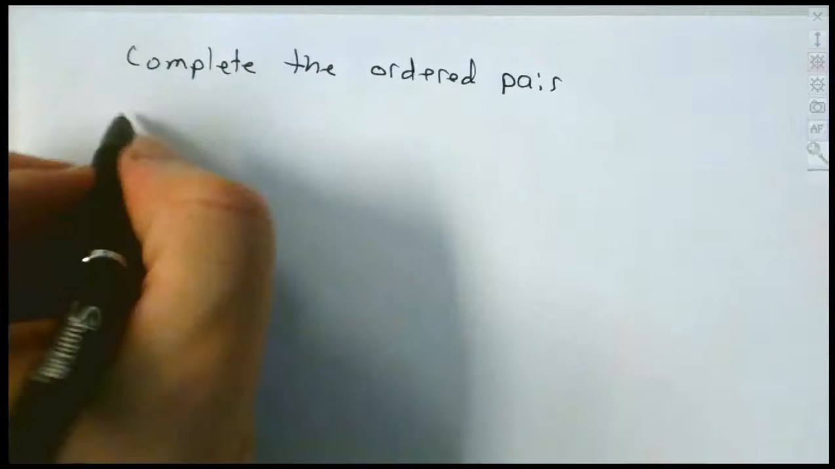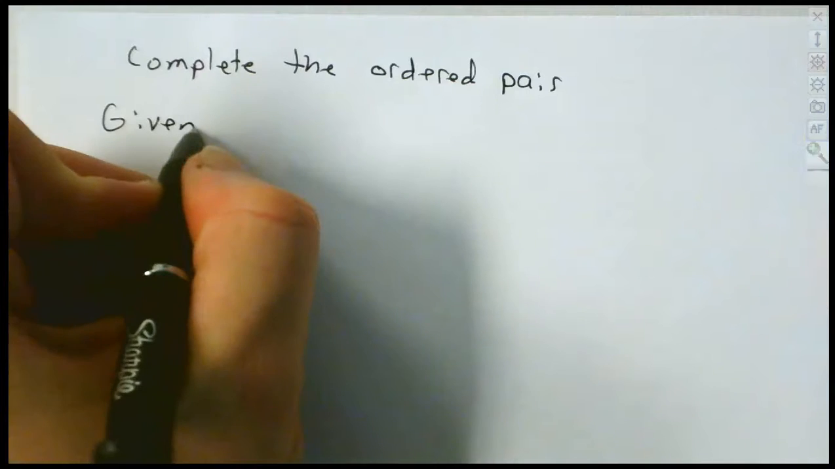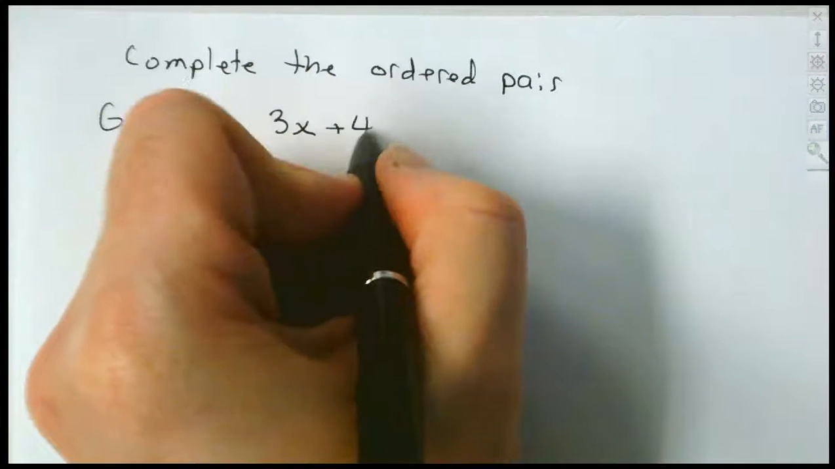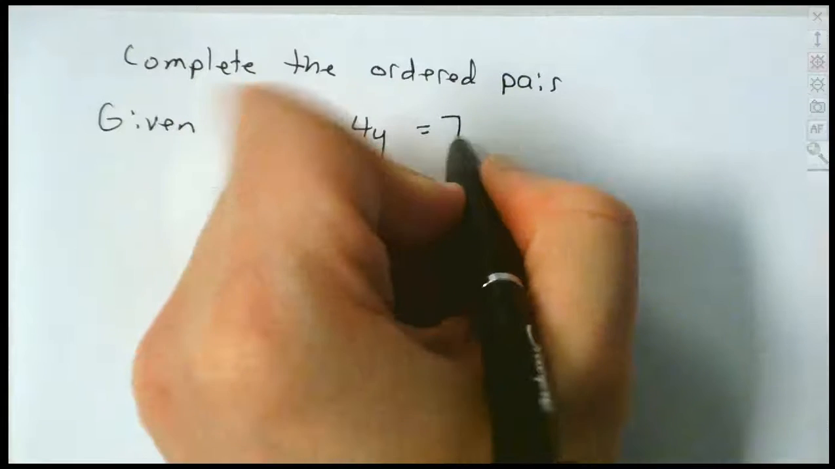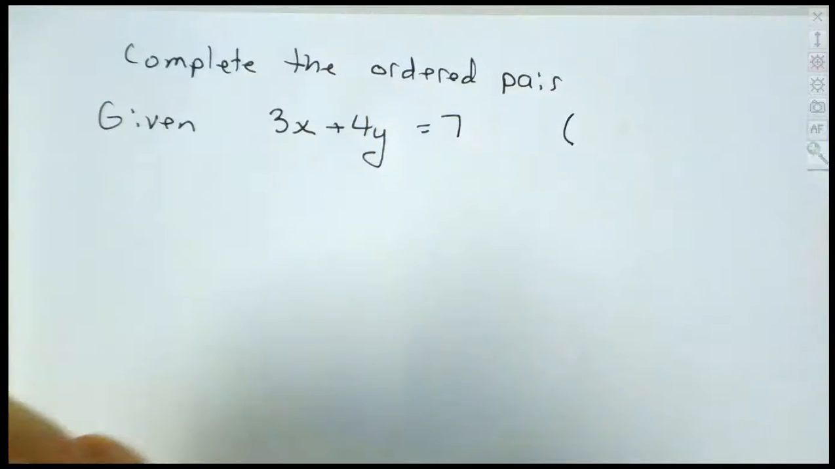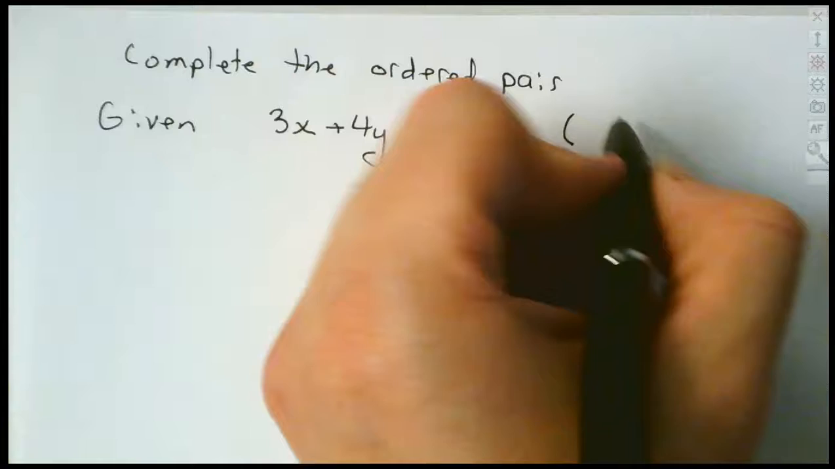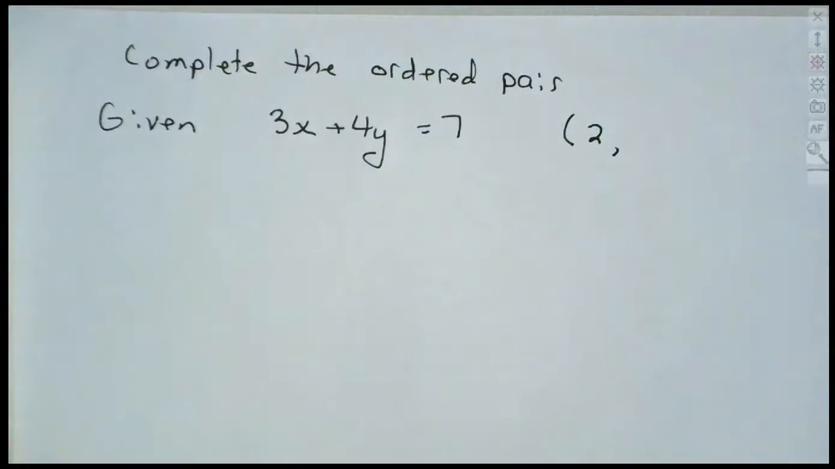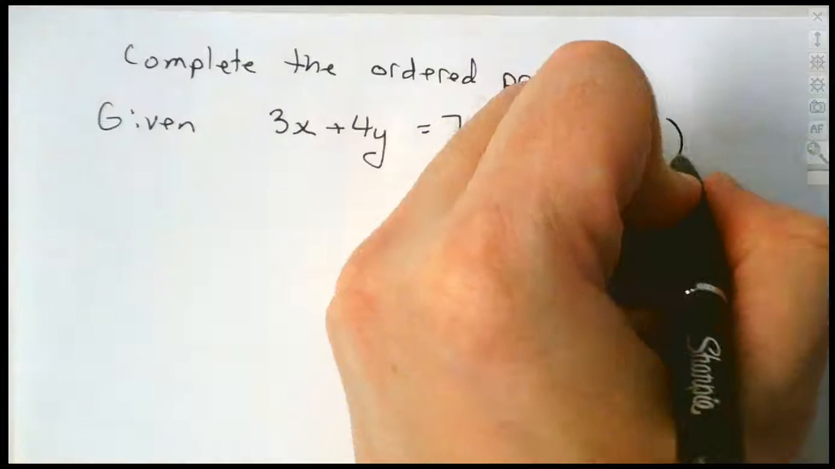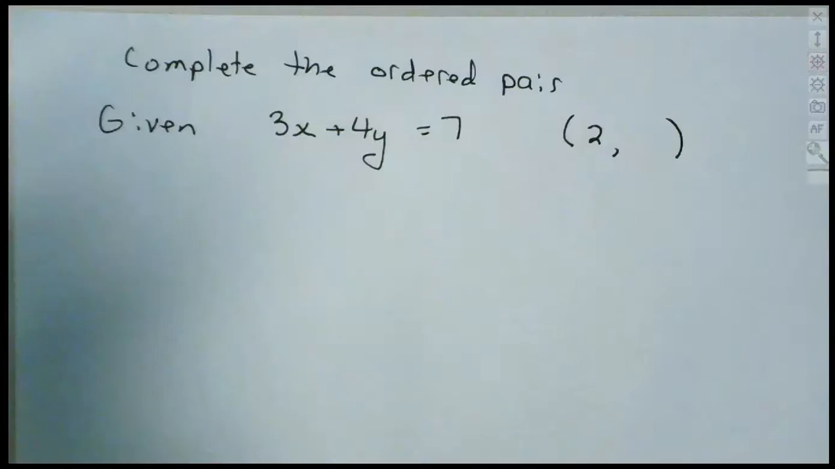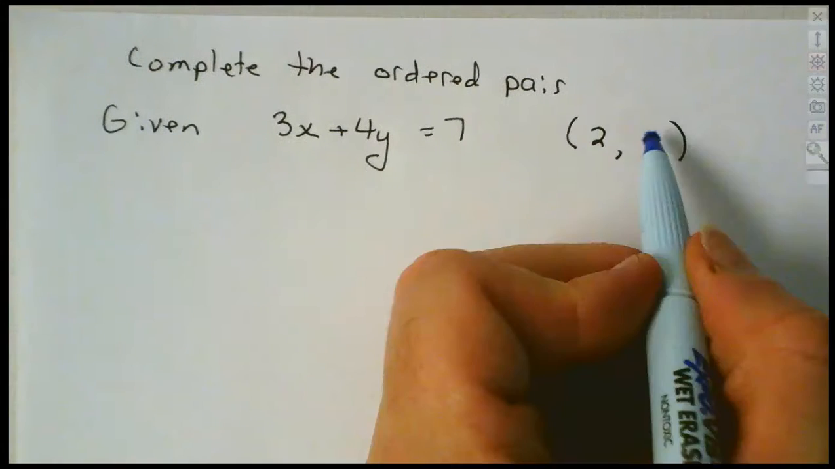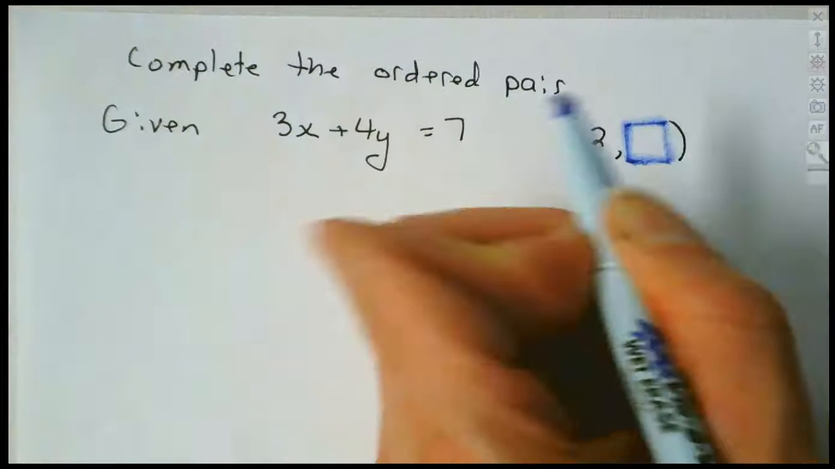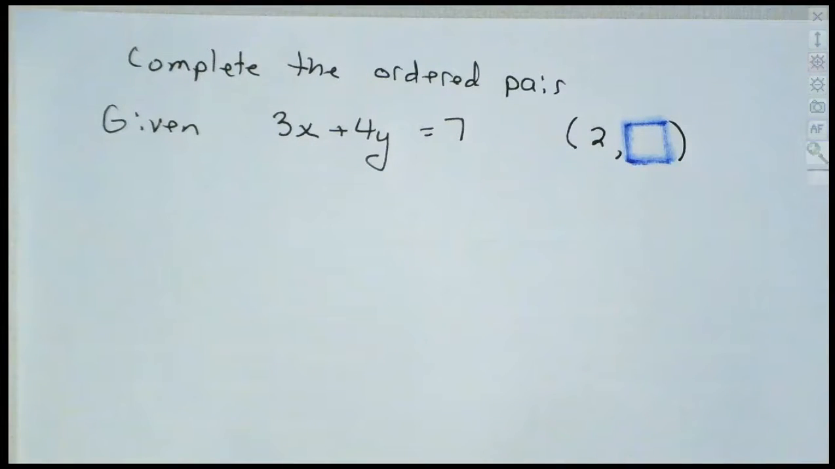You're going to be given this equation, 3x plus 4y equals 7. And we're going to have an x value of 2. And I want you to find the y value. Okay, so you've got the x value. You've got to fill in the missing blank there. So we're going to complete the ordered pair.